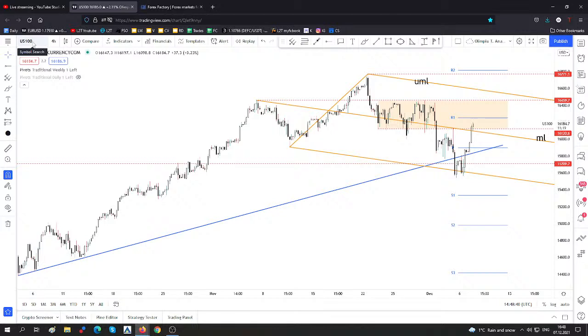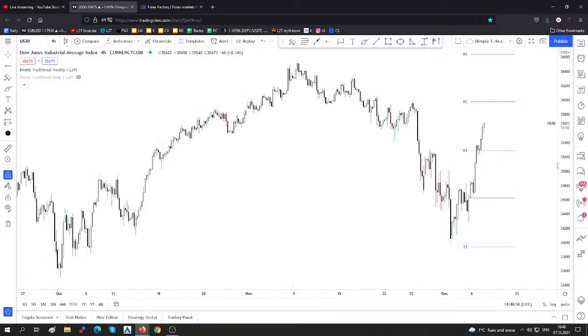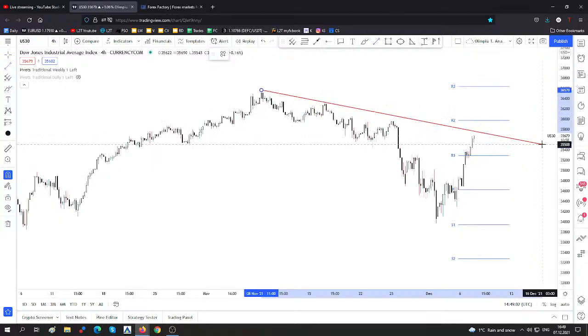Yeah, a US 30, strong rally here as well. But I don't like the price action, so I don't have something really good right now on the US 30. Let's wait and see how the US equities, or the US 30, the Dow Jones Industrial Average, will react here.